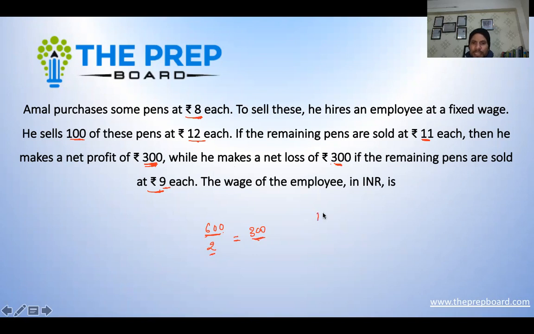So for the initial 100 pens he earned 4 rupees on each pen, because he bought at 8 rupees and sold at 12 rupees. So the earning was 400. For the remaining 300, he earned 3 rupees on each pen. So the total profit becomes 900 more. The total earning was 1,300, but he earned only 300 rupees. It means the remaining 1,000 rupees goes to the wage of the salesperson. I think it should be clear.